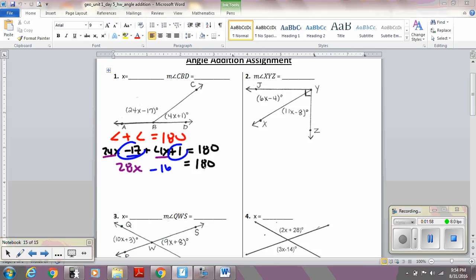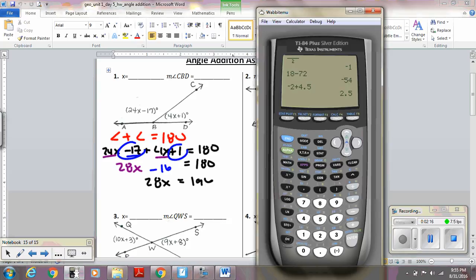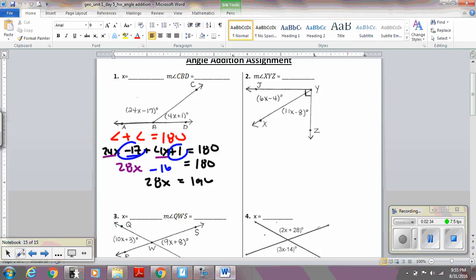Now add 16 to both sides, and you would have 28x is equal to 196. And now divide both sides by 28. Grab my handy dandy calculator. 196 divided by 28 is 7. So x equals 7.